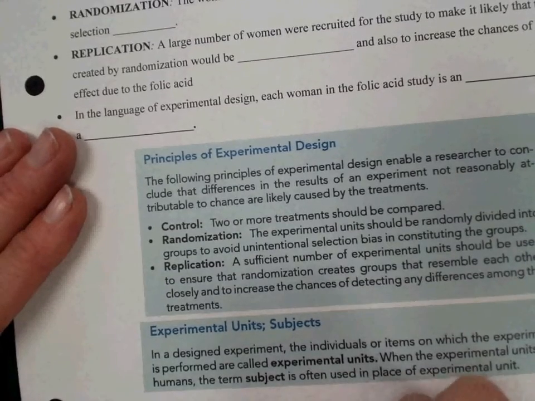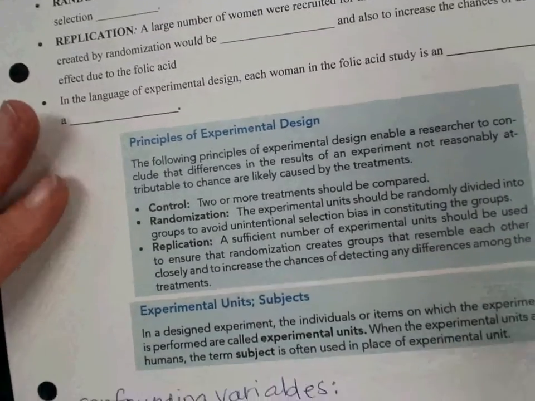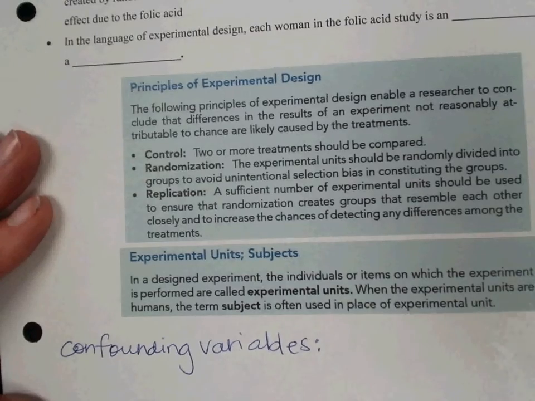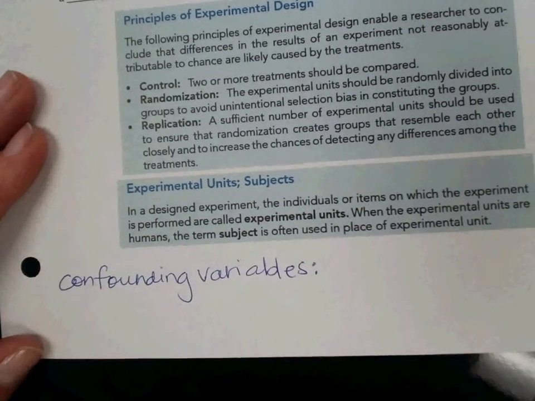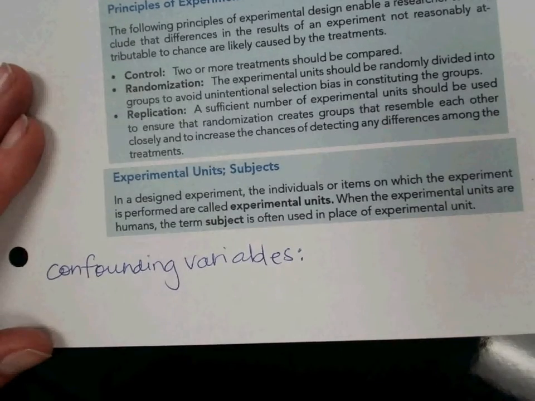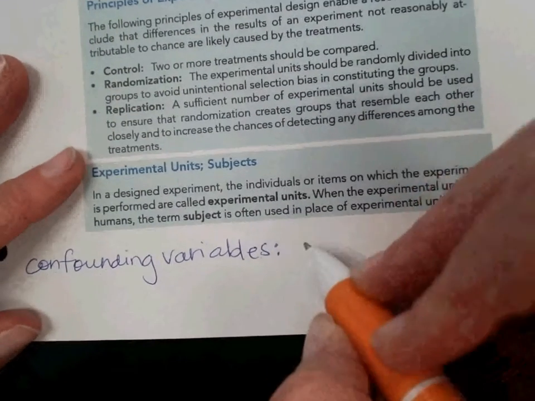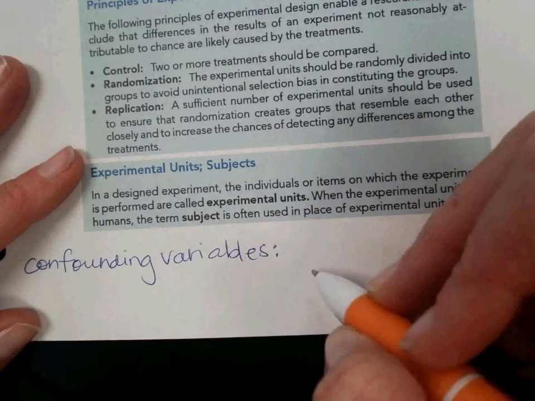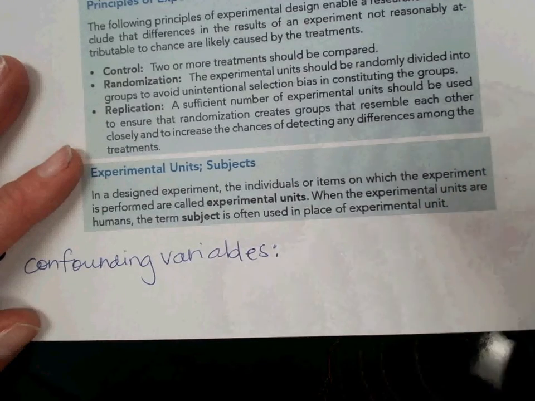Raise your hand if you got a definition for confounding variables. Allie? An outside influence that changes the effect of variables. Okay, an outside influence that changes the effect of variables. Anybody else? Different definition?